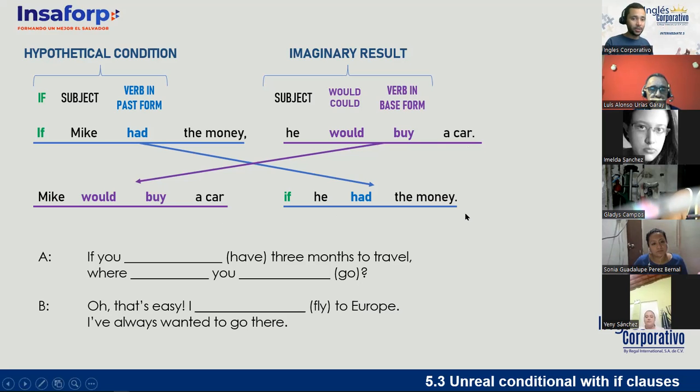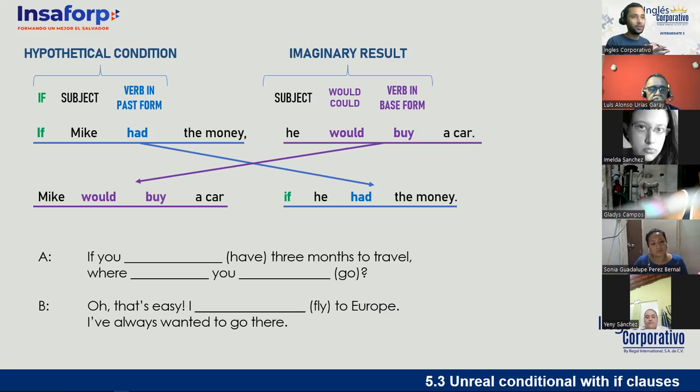The difference is that if you begin with the imaginary result and you finish with the hypothetical condition, no comma will be used, okay? You need the comma only if you begin with the condition. In other words, if you begin with if, then you need a comma. If you don't begin the sentence with if, then don't use the comma. Okay, that's the general rule. And well, we have some exercises here.